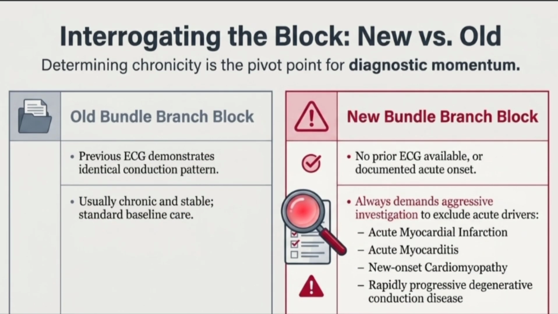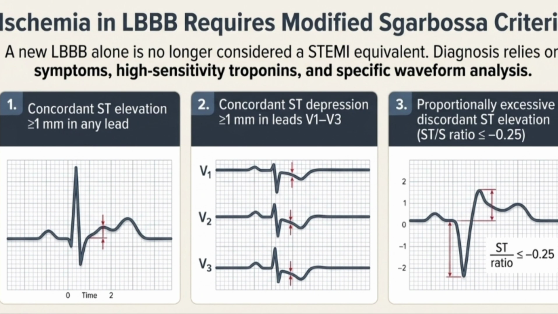Interrogating the block: new versus old. Old bundle branch block: the previous ECG will show a similar pattern, and it is chronic and stable with standard baseline care. New bundle branch block: no prior ECGs available or documented, and it always demands aggressive investigation to rule out acute MI, acute myocarditis, new onset cardiomyopathy, and rapidly progressive degenerative conduction disorders.